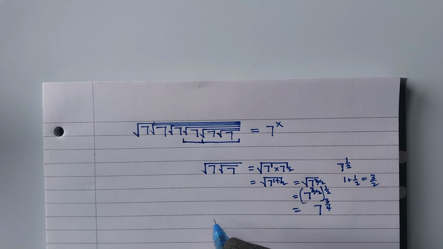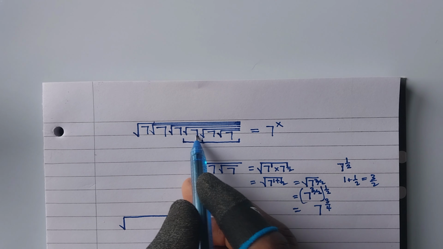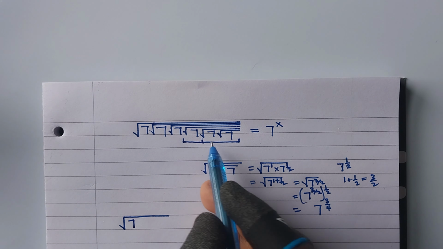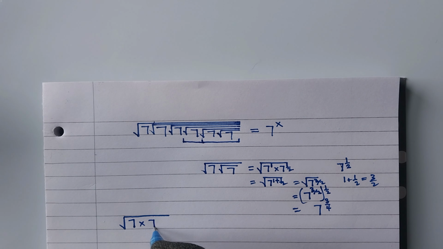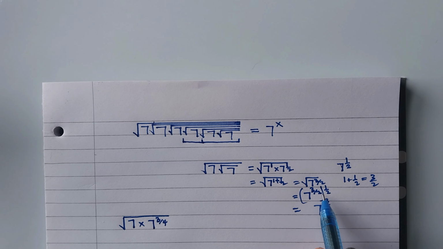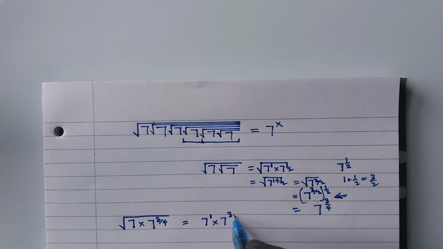So that becomes, let me bring it out, the square root of, the only thing new here is this 7. Every other thing has been simplified into 7 raised to power 3 over 4, so that's times 7 raised to power 3 over 4. Now I'm going to do the same thing I did with this level here. So that becomes 7 raised to power 1 times 7 raised to power 3 over 4, then all raised to power 1 over 2.